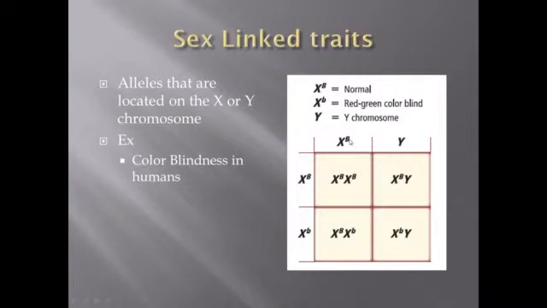So if you look at what happens here, well, let's see what happens. You have the XX. Well, this is going to be a girl then. And it'll be a girl with two normal alleles with no color blindness.